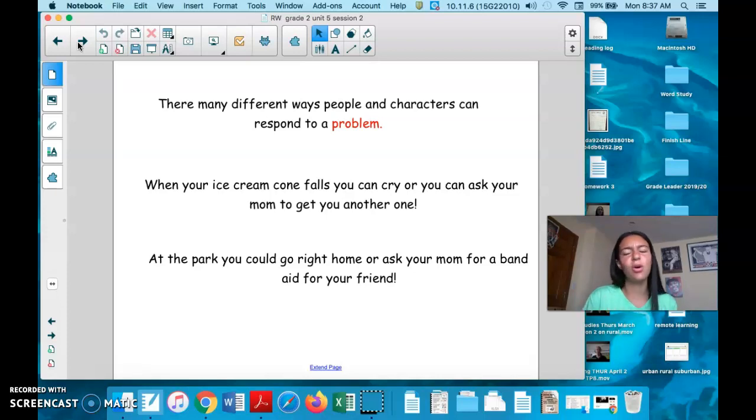When your ice cream cone fell, did you think, I'm going to cry and say, I want another ice cream cone? Or could you ask Mom, can I get another one? Or even maybe go up to the ice cream man and say, Sir, my ice cream fell in the sand. When you were at the park and your best friend cut their leg, did you just say, leave them and goodbye? Or did you go to your mom and say, Mom, can we have a Band-Aid and some wipes to clean up the mess? The way you react to problems and the way characters react to problems teach us more about them.